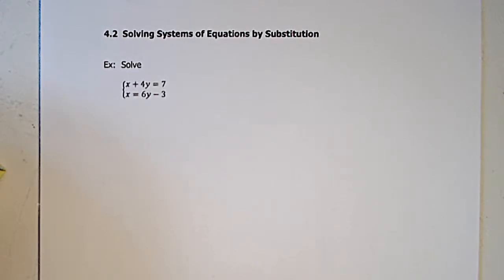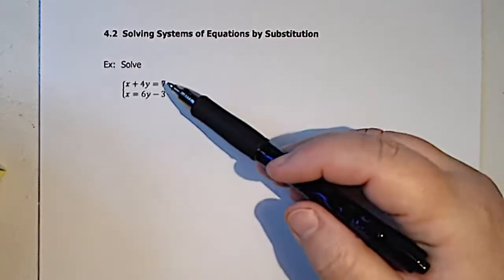This is section 4.2, solving systems of equations by substitution, page one. And we're going to go right into it. Because I think this is better taught just by experience, I'm going to show you what substitution is, knowing that you don't know what it is yet. So we've got a system of two equations.